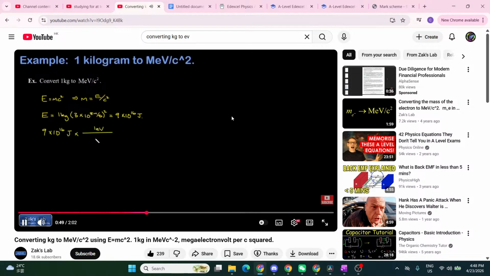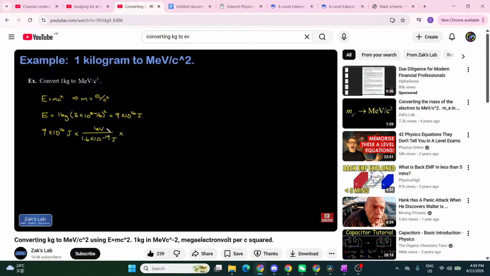We remember that 1 electron volt, the energy of 1 electron passing through a 1 volt potential difference, is 1.6 times 10 to the negative 19 joules. Mega, of course, means a factor of a million, so 1 mega electron volt is 10 to the 6th electron volts. We find our energy equivalence of a 1 kilogram mass is 5.625 times 10 to the 29th mega electron volts.